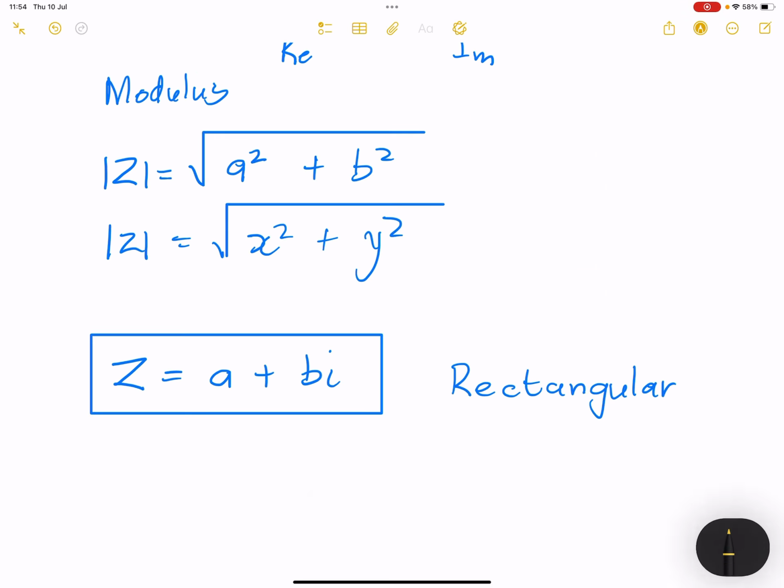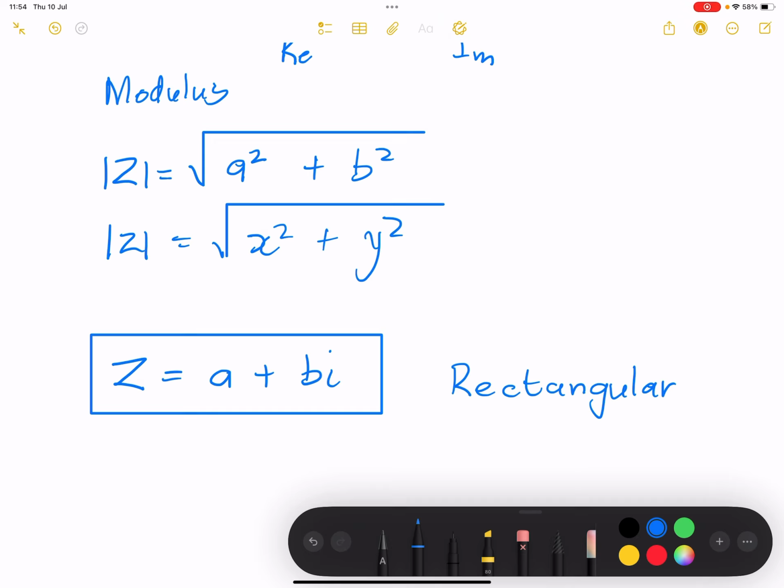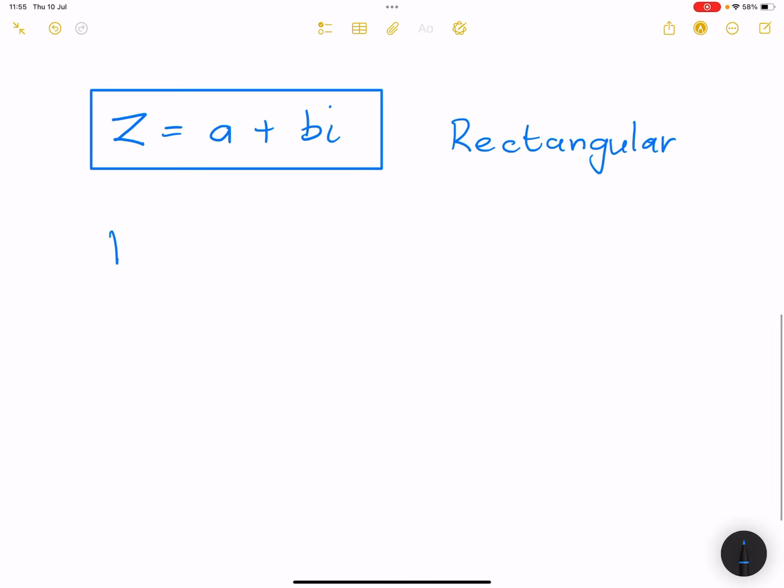You need to be able to convert from rectangular form into what we refer to as polar form. Now, what is polar form? This is also what we refer to as the modulus argument format. Quickly, just to recap, we also call this the modulus argument form.